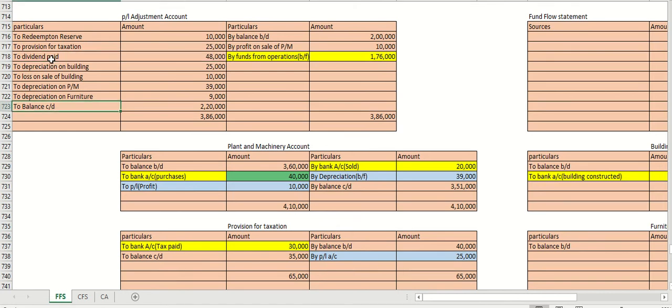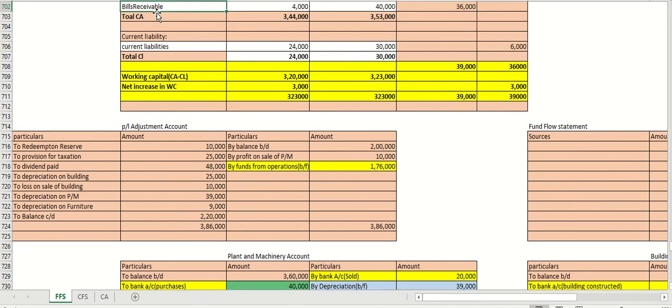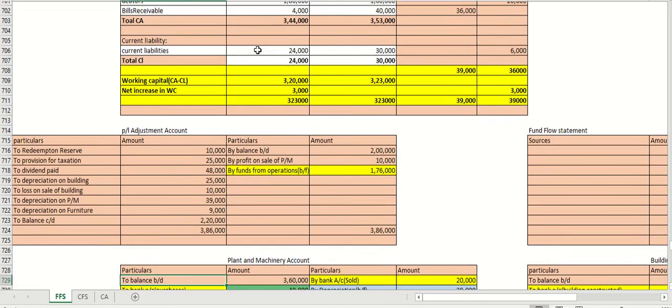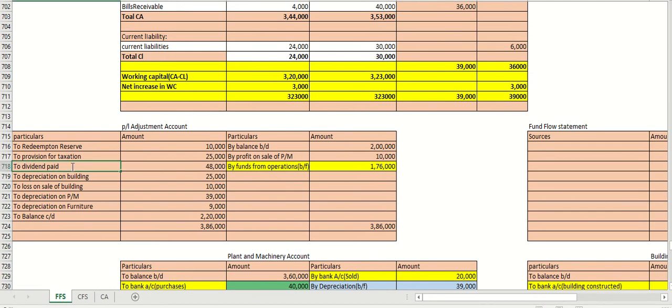How do you basically get this 48,000? So basically in the question they are telling that during the year the company paid 12% dividend on its equity share capital of 4 lakhs. So 4 lakhs into 12%, which you get 48,000, which will be shown in your profit and loss adjustment account as to dividend paid and in your fund flow statement as application of funds.